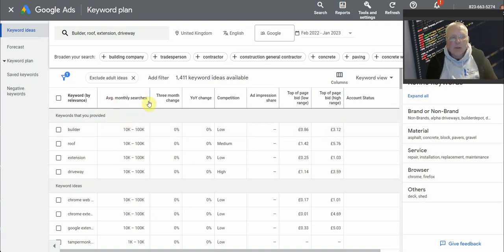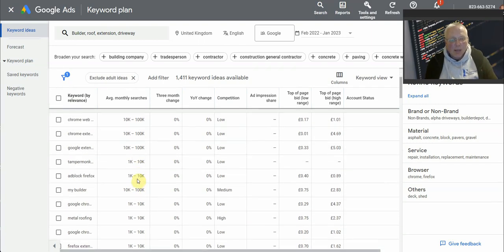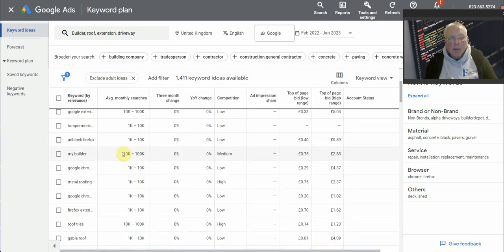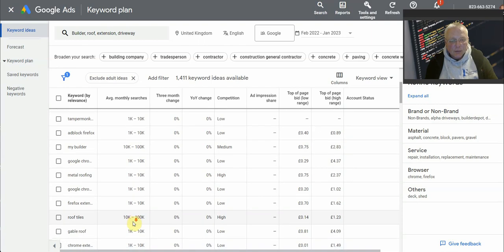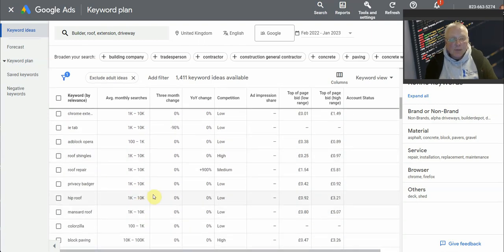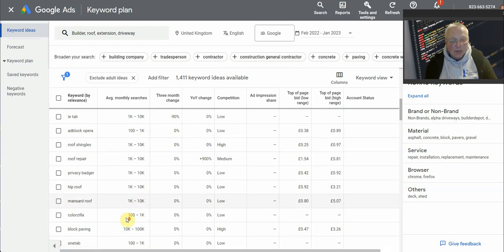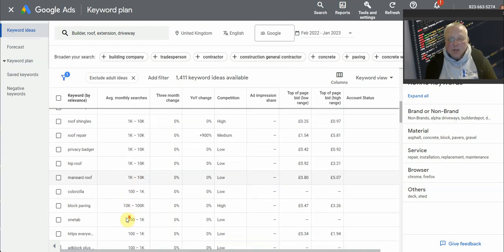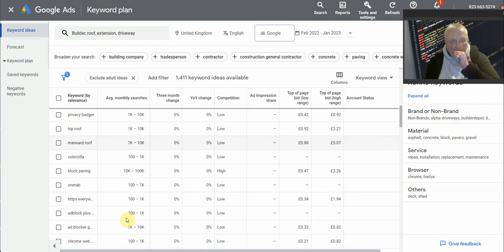Here we have an average monthly research. A builder, which is a keyword, a roof, extension and driveway. These are the words I selected, some of them. Now, my builder actually has quite a lot of searches. Metal roofing has lower numbers than roof tiles. So if you're looking at some of these words, you'll notice the variations on the words that may fit in.